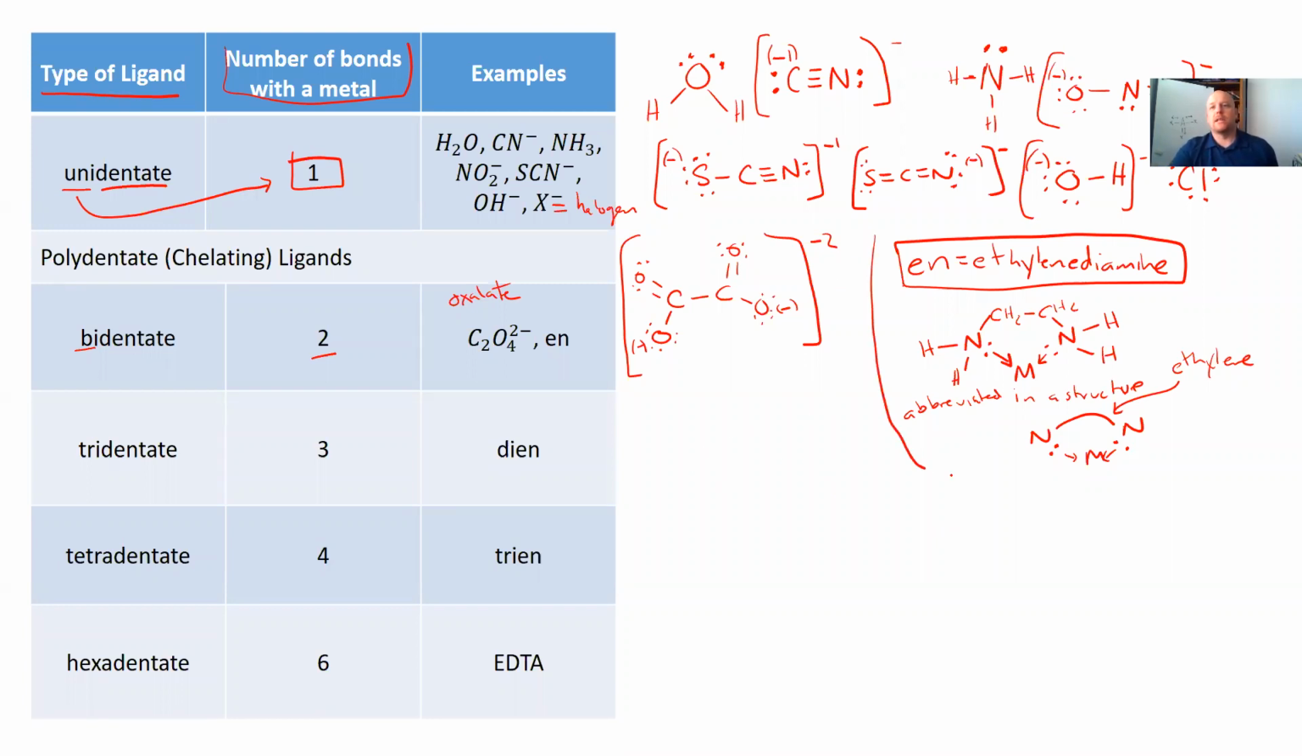That's one of the really common ones out there that forms two bonds, and that'll be something we'll explore a little bit later when we look at chirality of transition metals. Diene, okay, so diene is diethylene diamine.